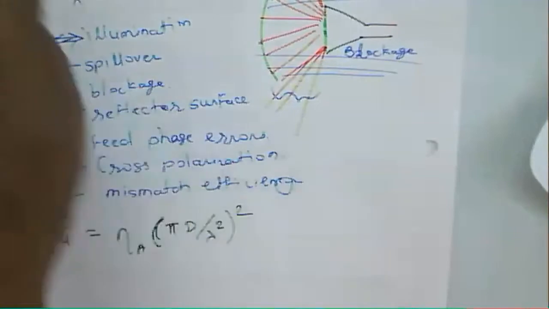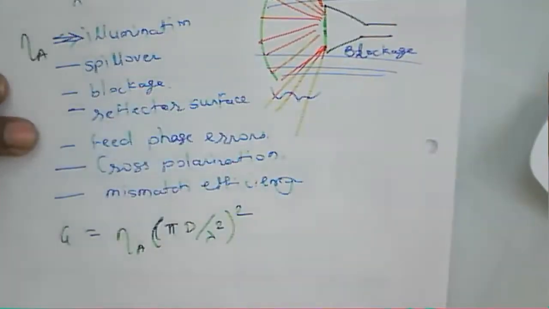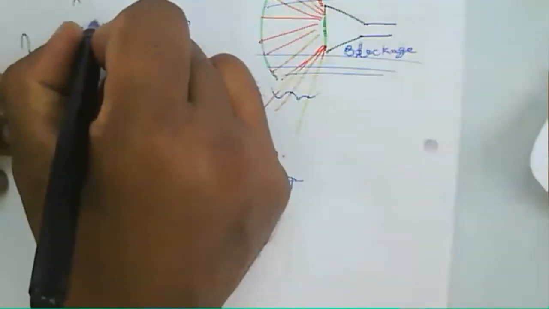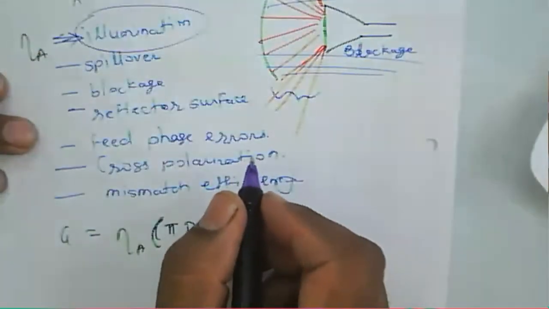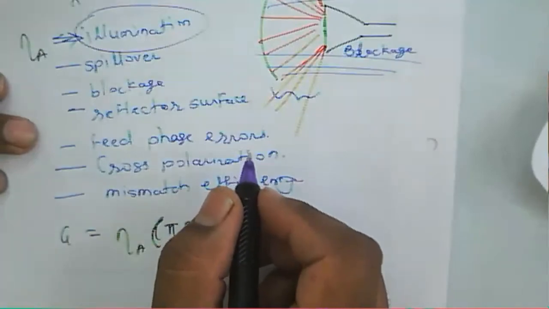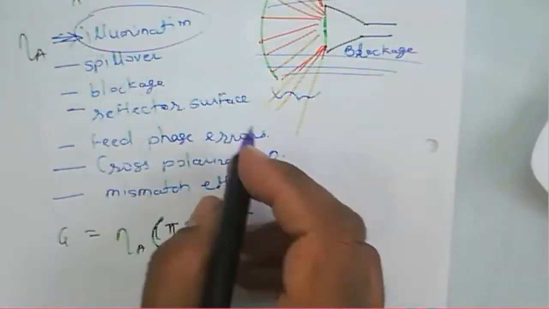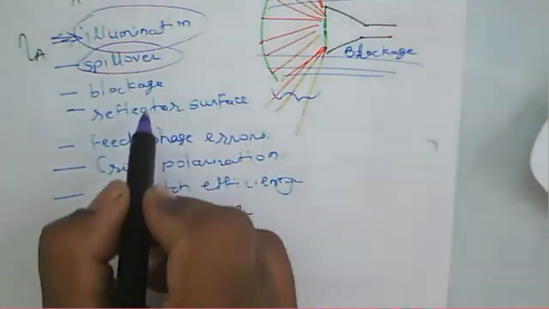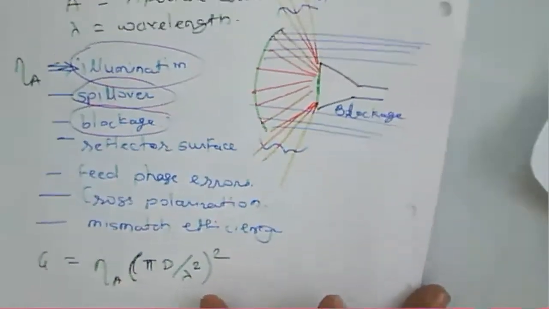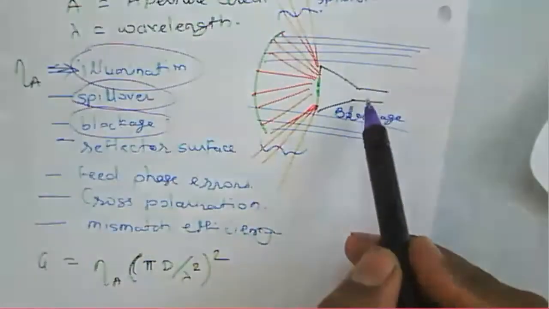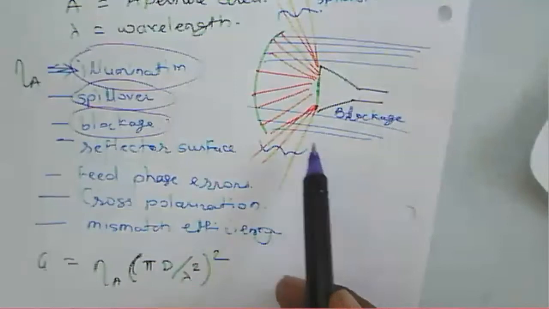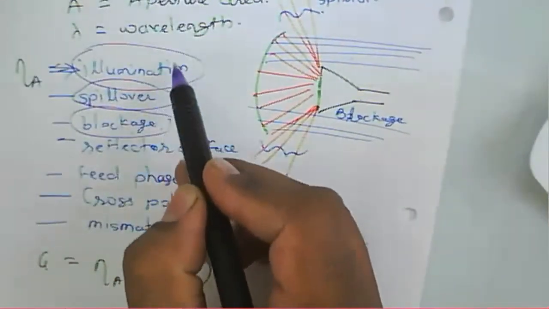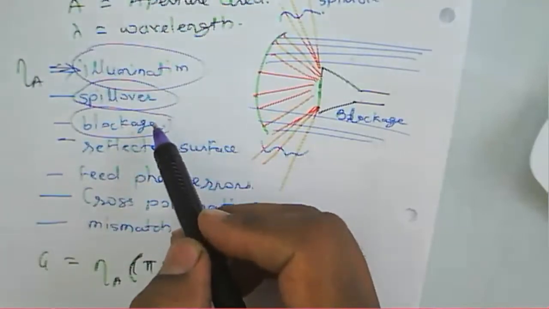So if we consider the horn antenna, in that case the illumination efficiency, how much of the ray is illuminated from this, is to be considered, as well as the spillover in the antenna, and how much the blockage is. Because spillover is there, blockage is there, illumination is there. So that's why the aperture efficiency depends upon these three factors if we are using the horn antenna.